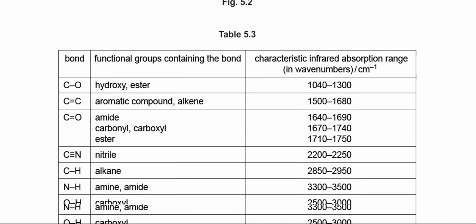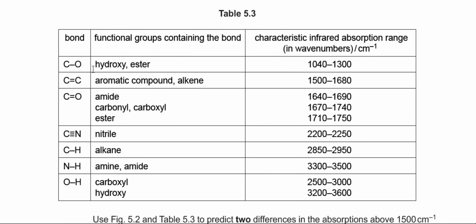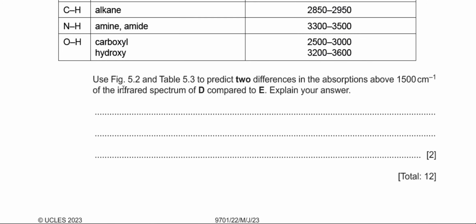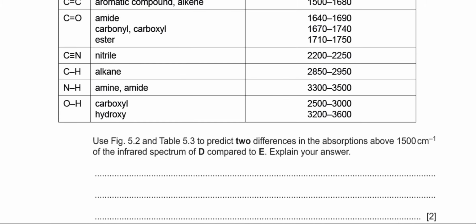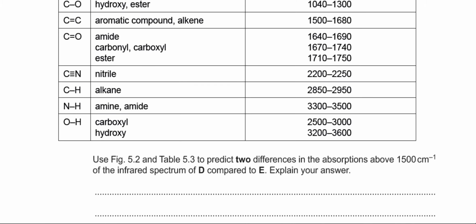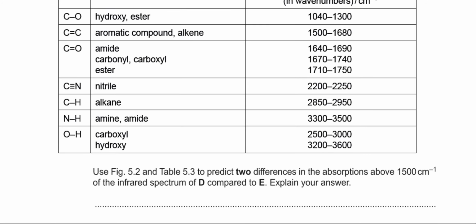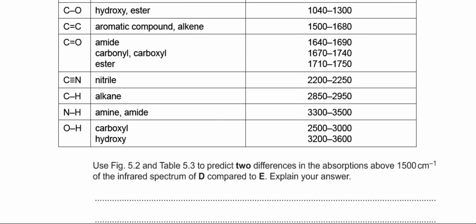Keep that in mind. Now he says the given bond absorptions will help you to explain your answer. Then he says use the figure table to predict two differences in the absorption above 1500 of the infrared spectrum of D compared to E. Explain your choice. So let me bring the table in front of you so that I can easily comment here. Let me keep the question in front of you and keep the table.